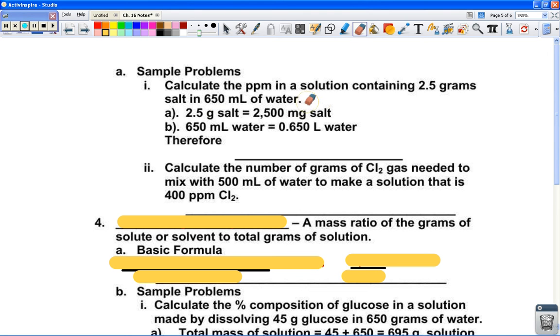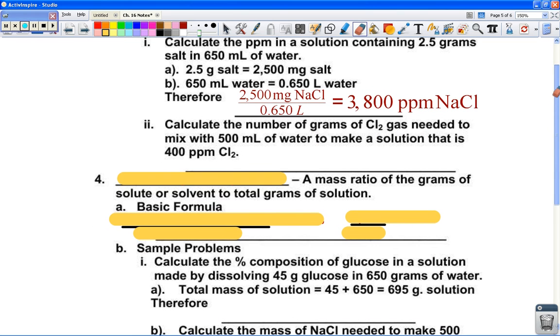We're going to calculate the parts per million in a solution containing 2.5 grams of salt and 650 milliliters of water. Well, we need to convert our grams to milligrams. That's going to be 2,500 milligrams, multiplied by 1,000. And then convert milliliters to liters, so we're going to divide by 1,000. So we therefore get 2,500 milligrams of NaCl over 0.650 liters, and that gives us 3,800 parts per million NaCl. And that's it.